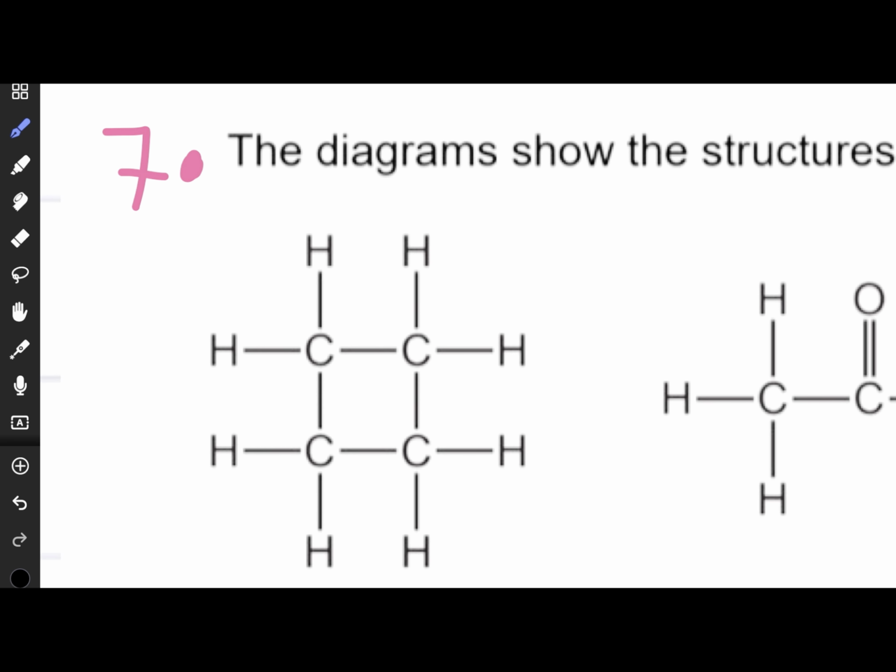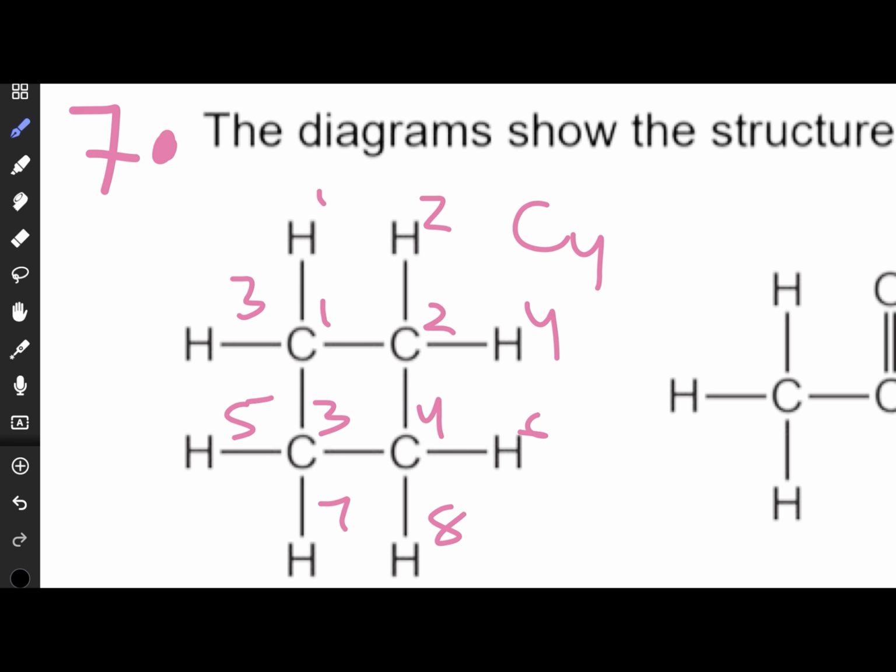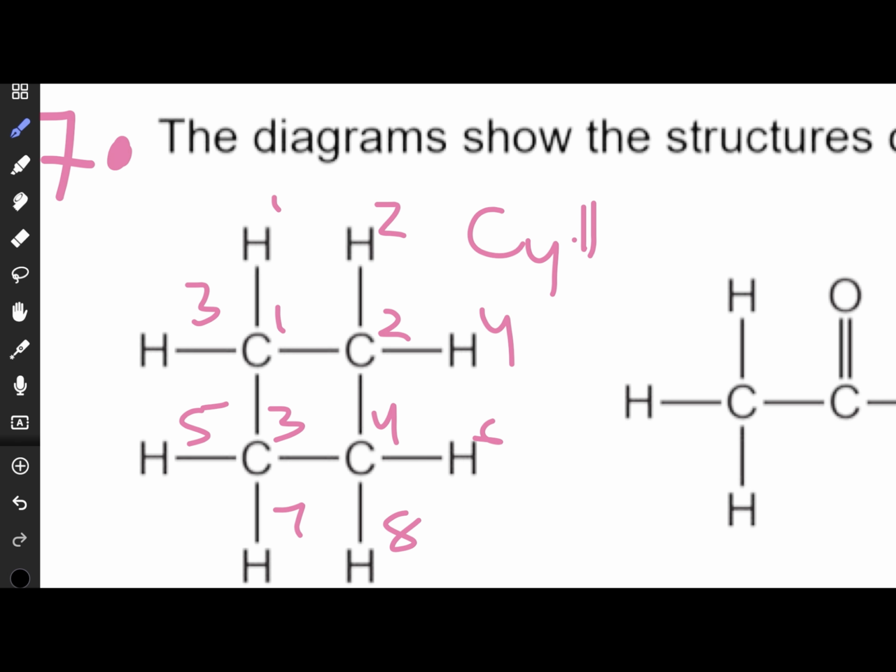Firstly, you have to number the carbon atoms present inside. It's 1, 2, 3, and 4, so there are going to be 4 carbon atoms. And now we're just going to number the hydrogen atoms. It's going to be 1, 2, 3, 4, 5, 6, 7, and 8. So it's going to be C4H8, and this is its molecular formula.